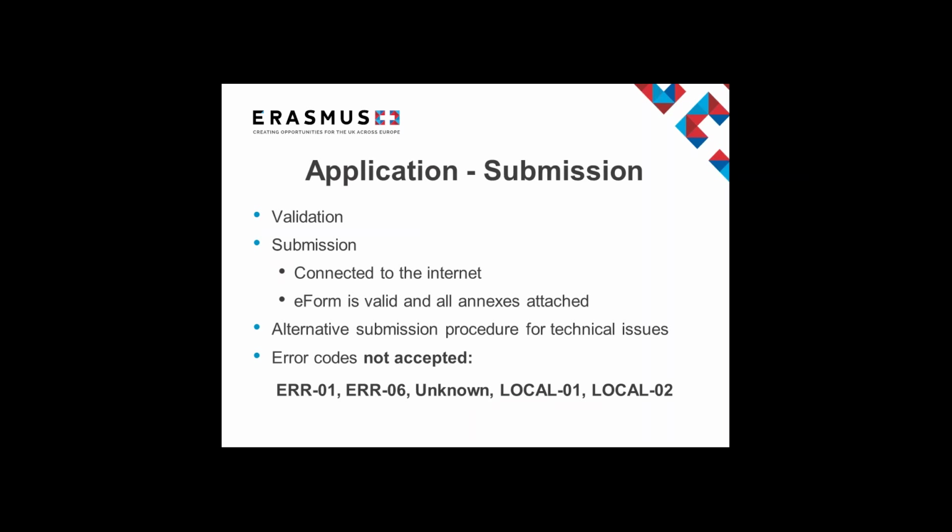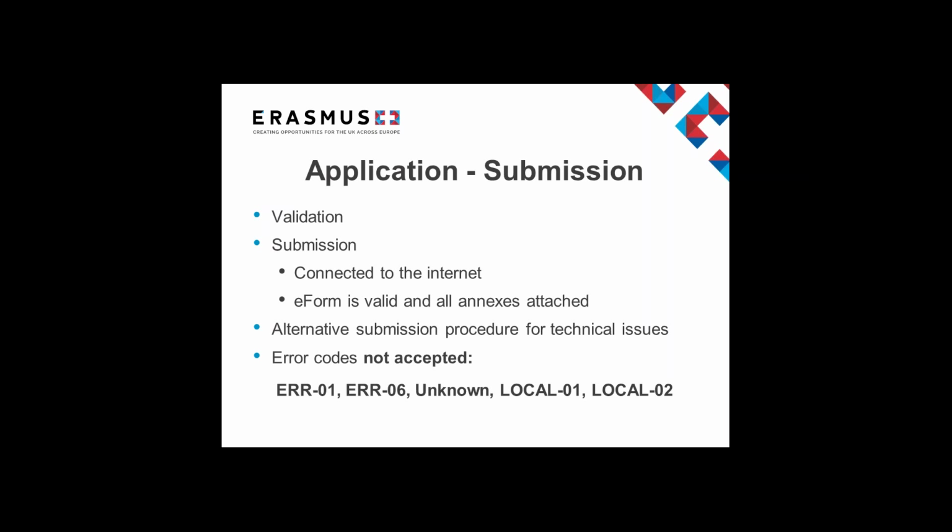You must ensure that you validated all sections of the application form before you submit it. You will need to ensure that you're connected to the internet in order to submit your completed application. You should also ensure that all sections of the form are valid and all annexes are attached before you submit the form. If there are any technical issues preventing the form from being submitted, it will say error under status.